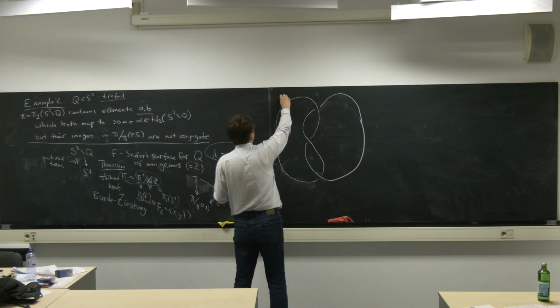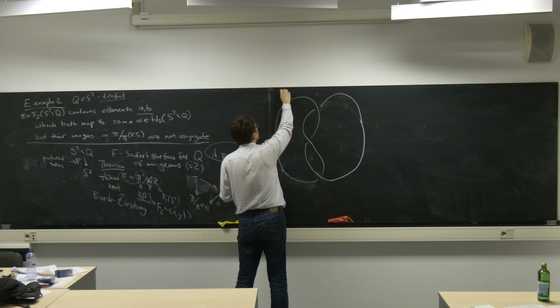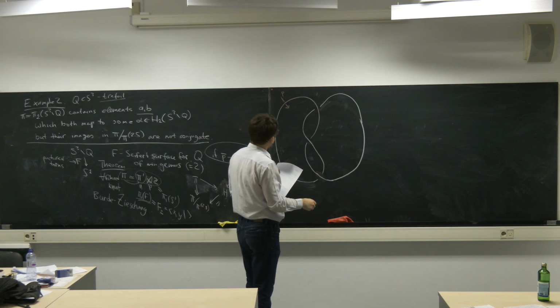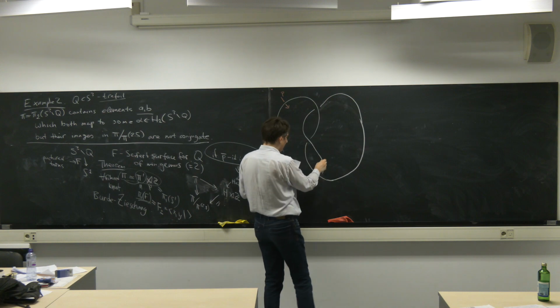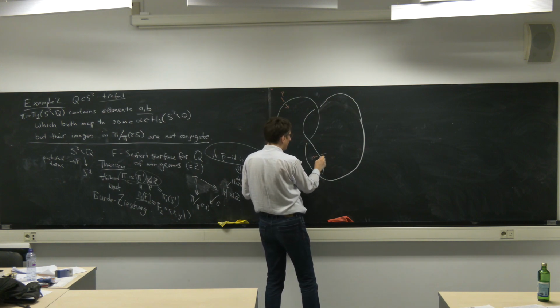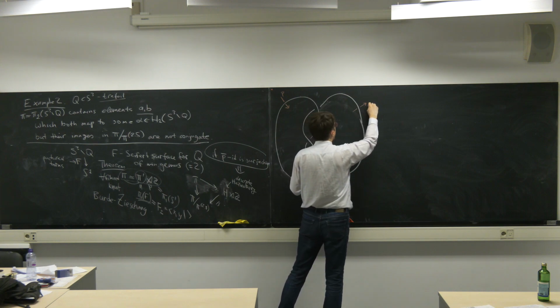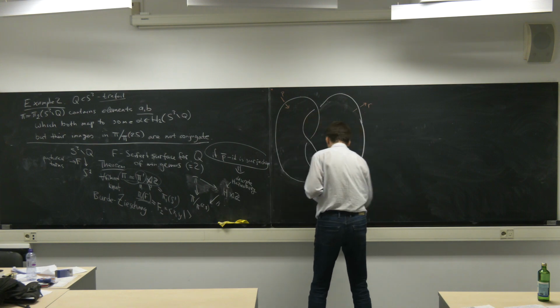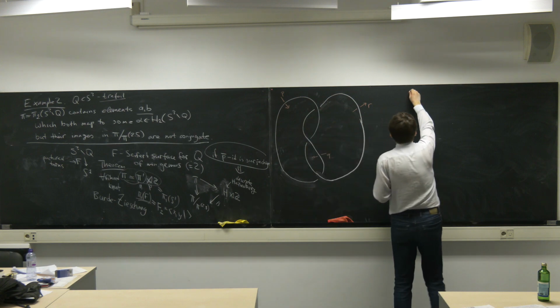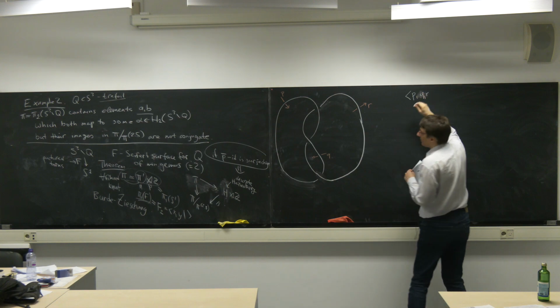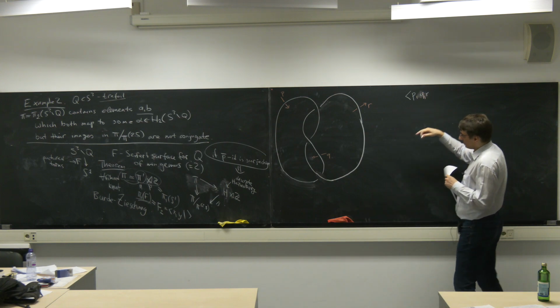So let me first write a presentation of its fundamental group. I want to use the following generators: P, Q, and R. And then we'll have the presentation P, Q, R. So this is a working representation actually.